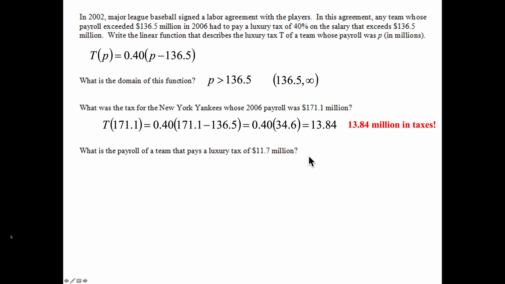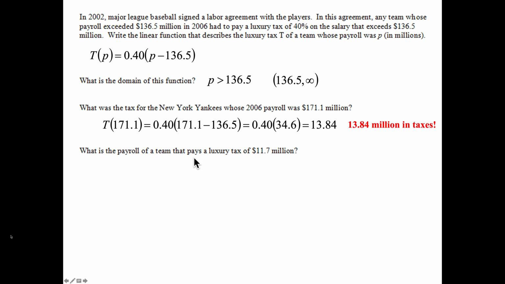So that means, in theory then, their overall payroll with the tax, holy cromoles, was 184.94, almost 185 million. You had to pay an extra 13.84 million. I don't know about you, but I think I would have trimmed back on the payroll.